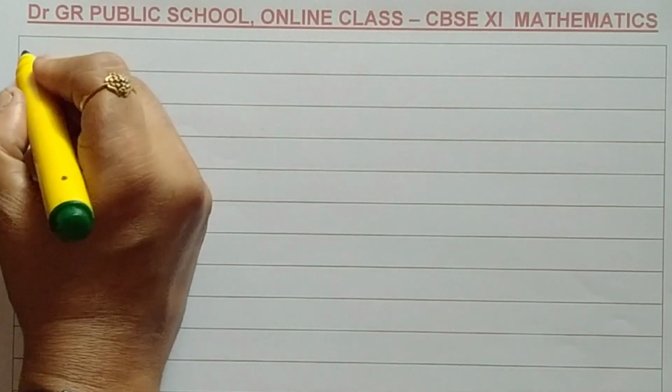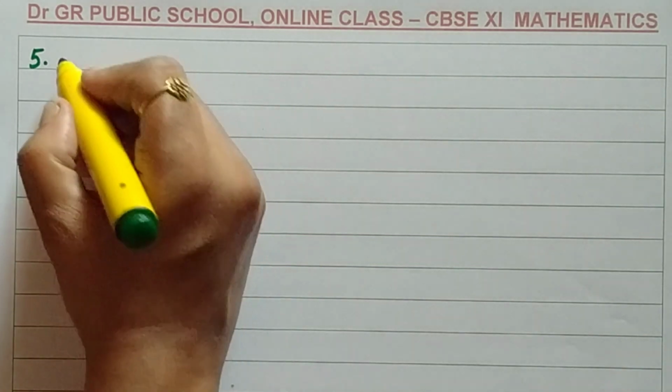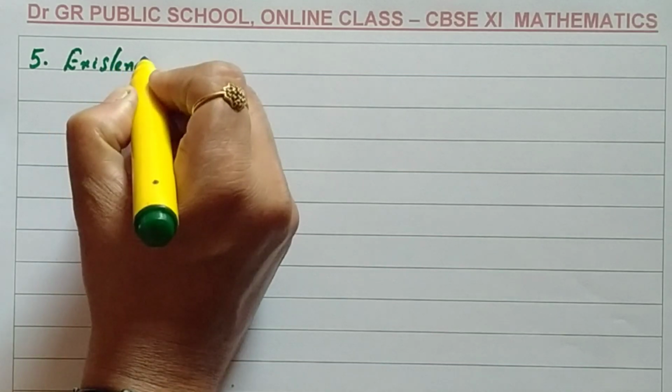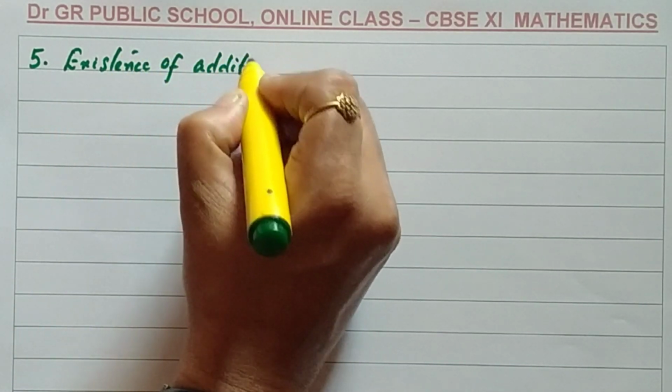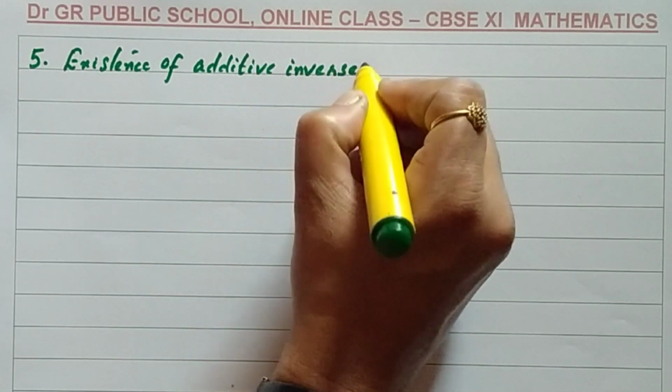You can see the fifth property. What is the fifth property in the case of real numbers? Existence of additive inverse. What do you mean by additive inverse?